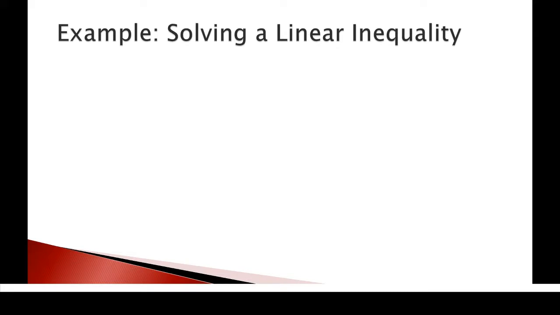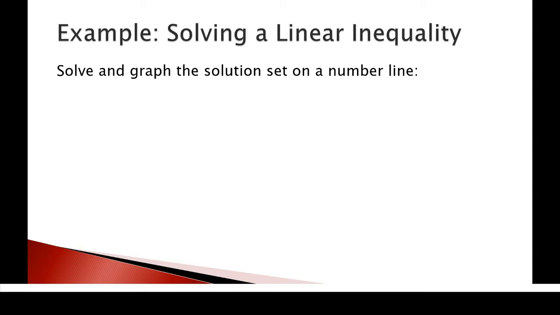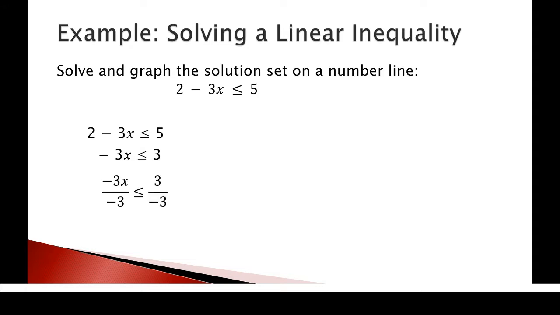Let's consider an example to solve a linear inequality. The inequality is 2 - 3x ≤ 5. Then take all the x terms into one side and in the other side put the remaining numbers. You can simplify here like this. Look, in this step we divide both sides by -3.